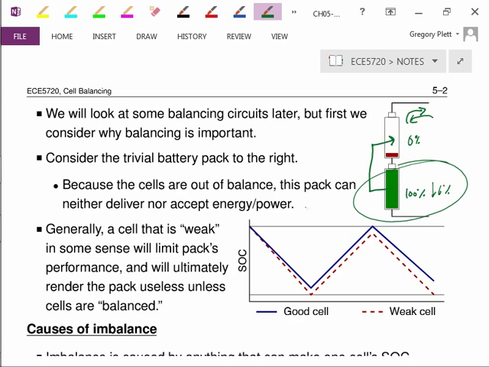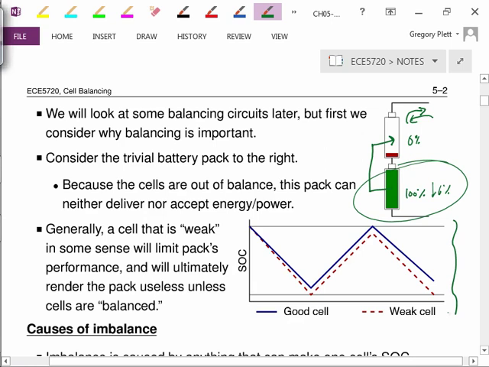So generally, why does this happen? Well, we're going to talk about that, but in some sense, we talk about there being a weak cell in the battery pack and a strong cell, maybe. And it's the weak cell that is somehow going to limit the pack's performance, and ultimately, over time, it will make the pack useless unless we actually do this balancing. So this chart here is a cartoon, really. It's not a real thing.